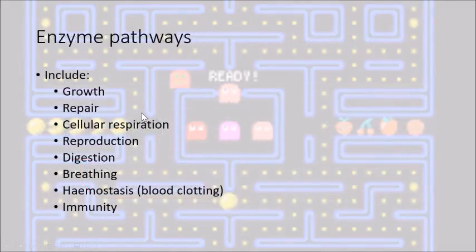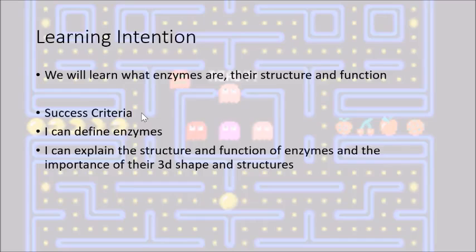Some of the enzyme pathways that go on all the time in your body include growth, repair, respiration, reproduction, digestion, breathing, homeostasis, and there are a lot of immune pathways that are biochemical pathways as well. We'll learn about immunity in Unit 4.